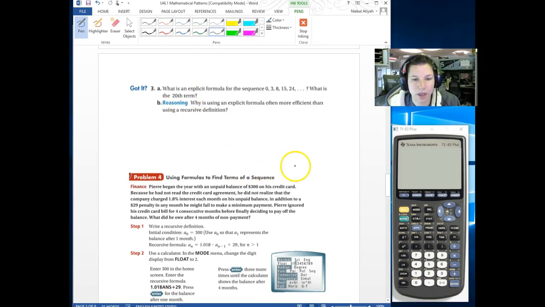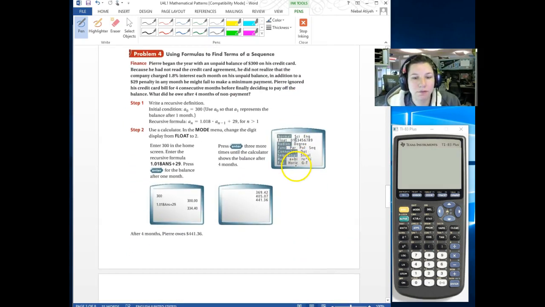It's more for you to try. Number 4 is the same kind of skills, just using the calculator to help you out a little bit. So it says Pierre began the year with an unpaid balance of $300. So this is his starting amount. That's what the balance started at. So that's going to be A1. That's my first term. Okay.